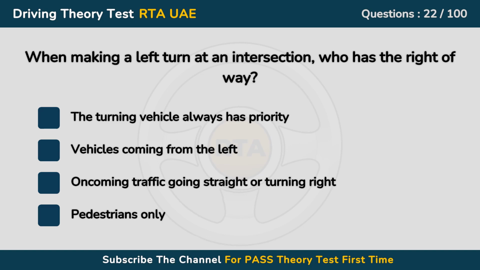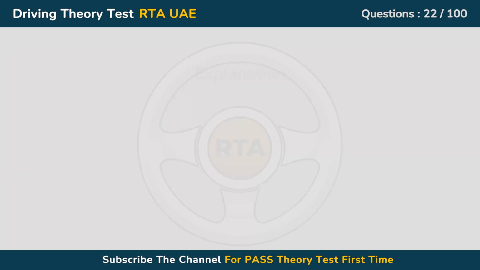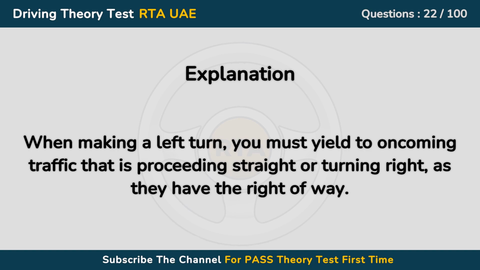Question 22. When making a left turn at an intersection, who has the right of way? A. The turning vehicle always has priority. B. Vehicles coming from the left. C. Oncoming traffic going straight or turning right. D. Pedestrians only. Answer is C. Oncoming traffic going straight or turning right. When making a left turn, you must yield to oncoming traffic that is proceeding straight or turning right, as they have the right of way.